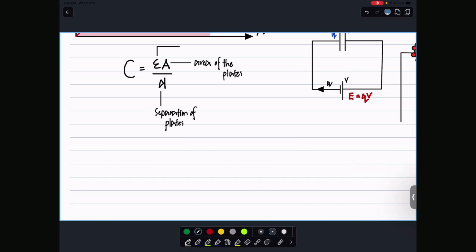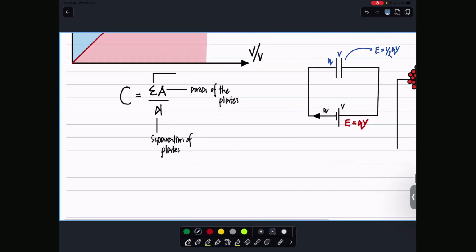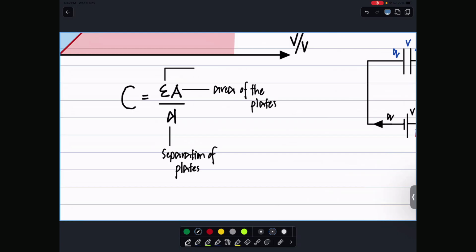And this is a measure of how insulating your gap is. So if your gap's insulation is higher, it's like a very good insulator. Will the capacitance be higher or lower? It will be higher, because the more insulating your gap is, the more charges can stick on the plates without jumping. You get my point?